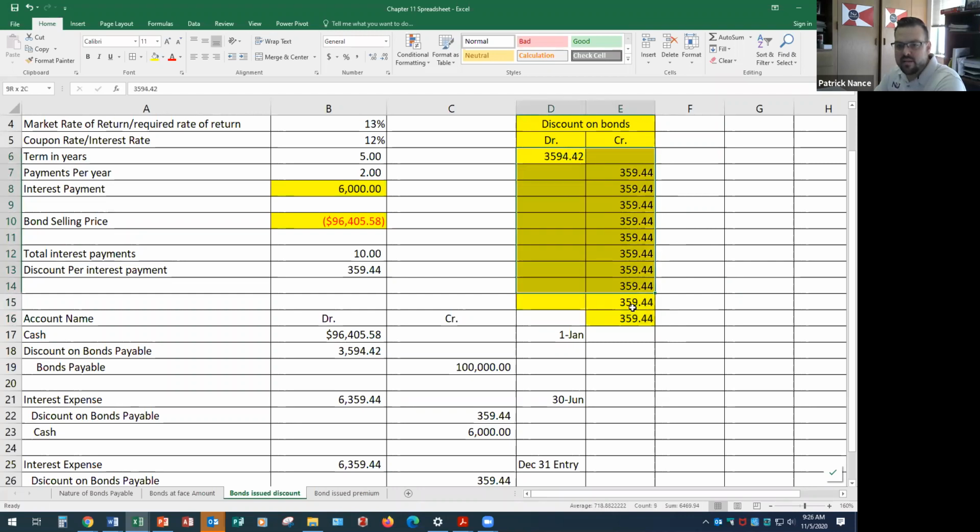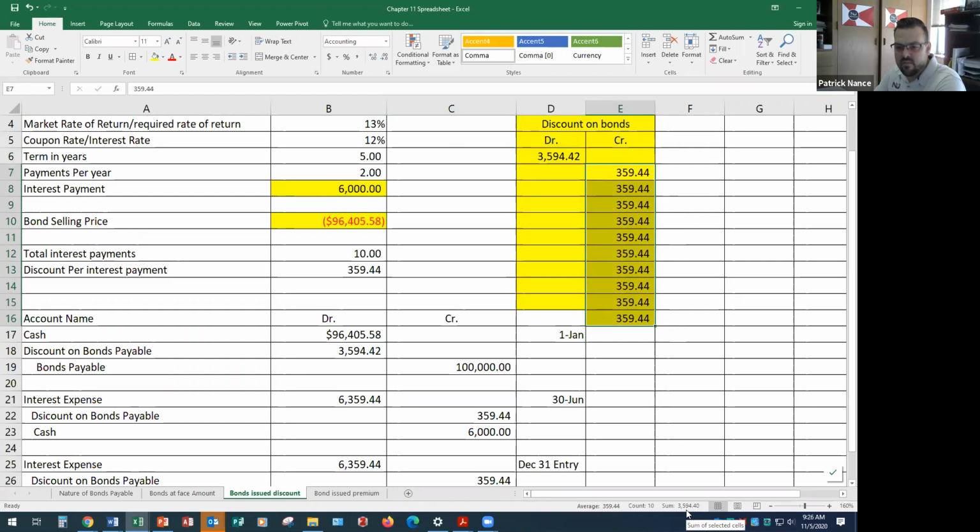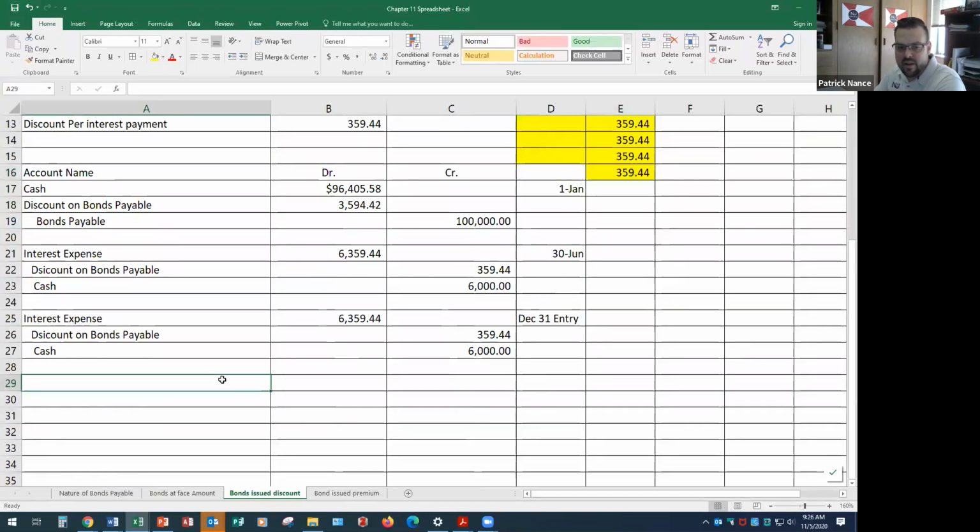So what the ending balance is going to be, and there is going to be a little bit of a rounding problem here, but what the ending balance is going to be, if I add all this up, that's 3,594.40. So there's a 2-cent difference, and that's just a rounding problem. But effectively, I've made this zero. So every time I'm going to adjust this, and by the end of the term, it's going to be zero, so I will have no more discount. So at the end of this, the discount will all be gone.